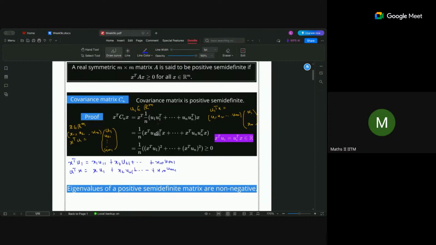So instead of writing them as some matrix product, we can just write it as x transpose u1 the whole square. Okay, so now this is a real number and it is squared. So the square of a real number is always non-negative, right? And you have sum of non-negative numbers. So this entire term becomes non-negative. So what is it that we have proved? For any x in Rm, this term x transpose Cu x is non-negative. It means what? This Cu is a positive semi-definite matrix.